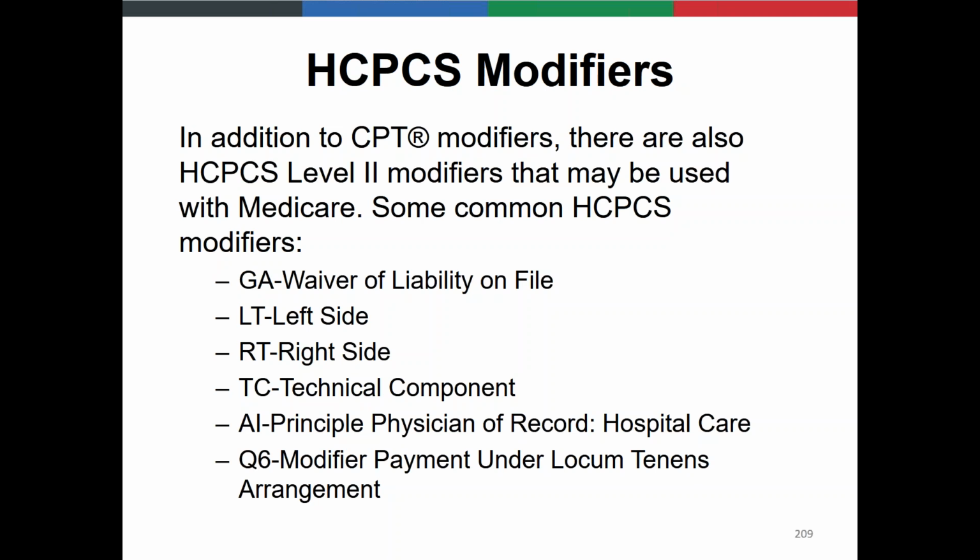LT, RT represent the different sides of the body. So for example, if you're coding for braces, you're an orthopedic surgeon and you put the patient in a knee brace on their right knee. You're going to code for the knee brace, but you're also going to use the RT modifier to indicate that it was the right knee, so that if in 2 months you want to give the patient a brace on the left knee, it'll get paid for because you can use the modifier LT, the left side.